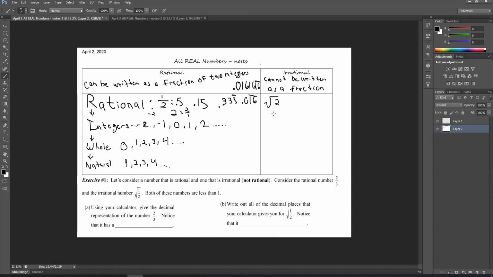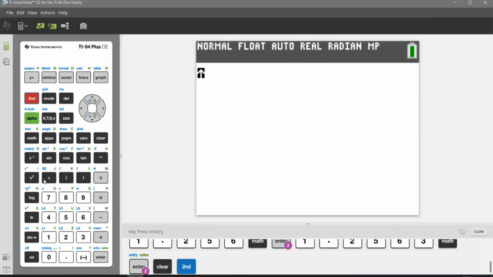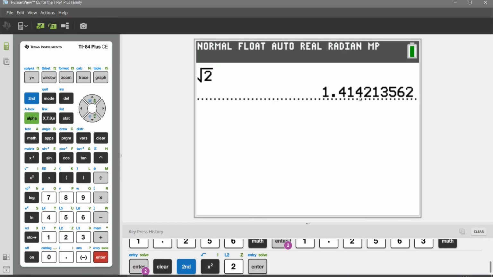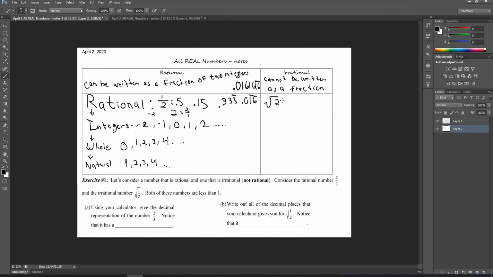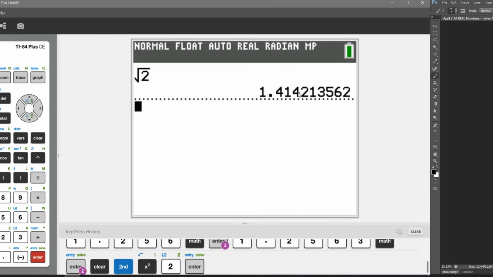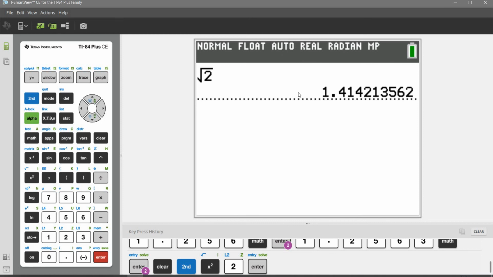So square root of 2, if I were to go plug square root of 2 into a calculator, so if I were to enter square root of 2, and then I look at the answer, 1.414213562, well it doesn't repeat anywhere. There's no repetition to this decimal, so therefore it's an irrational number.